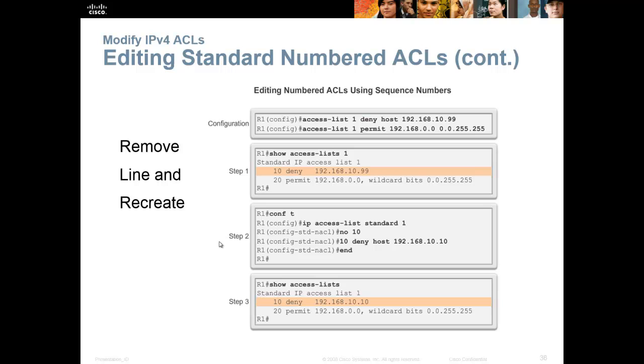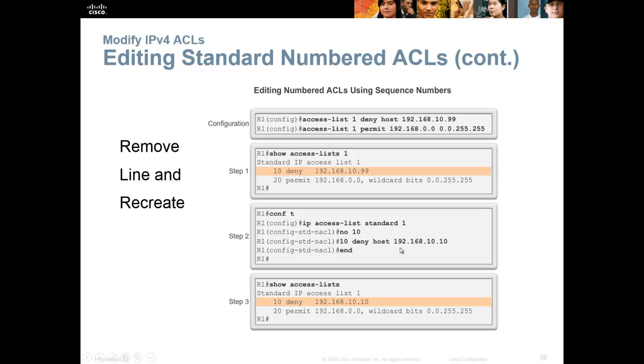All right, if you use lines, you can remove lines because everything's specifically by line. So there's line 10, line 20, that kind of thing. Then you can actually remove the numbers with "no 10". So I go into the access list, ip access-list standard 1, no 10. And then I make a new 10, so 10, deny host.